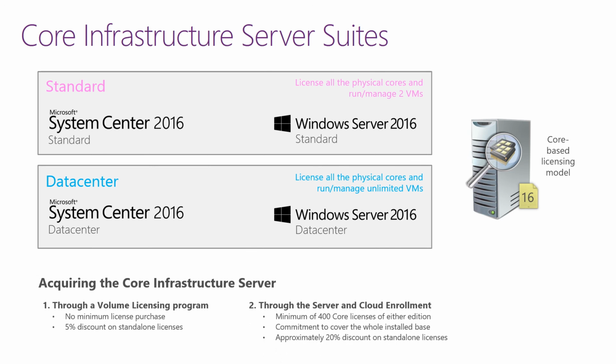Then, for the customer who wants to commit to the core infrastructure server suites across their whole installed base of Windows Server servers, there's a possibility of buying the licenses through the server and cloud enrollment. There's a minimum requirement of 400 core licenses of either suite to sign the enrollment, and in return for this commitment across the whole estate, there are discounts of approximately 20% compared to buying standalone Windows Server and System Center licenses.